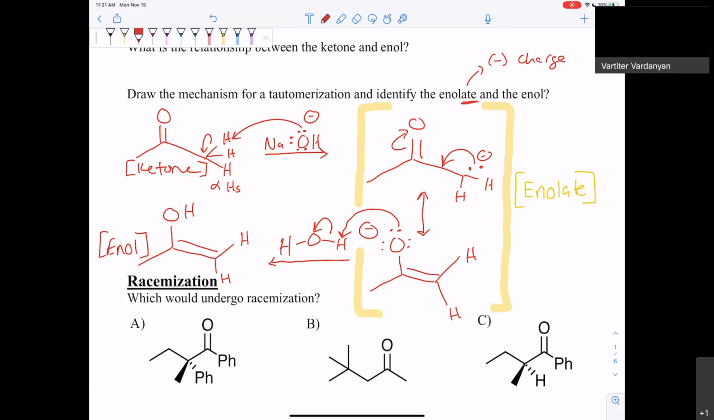So that means negative charge, and then this means alkene plus alcohol. So the relationship between the two enolate drawings is what? I said this before, but they are resonance structures. Exactly.